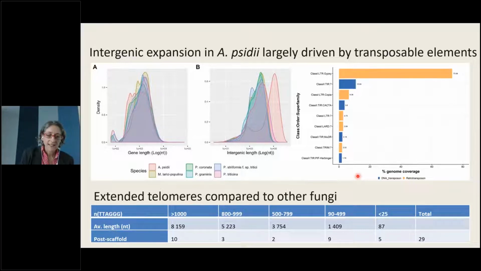We also found extended telomeres compared to other fungi, and again, an order of magnitude longer. So we found 29 telomeric regions. 10 of those post-scaffolding are greater than 1,000 copies of this repeat. So really, really large.